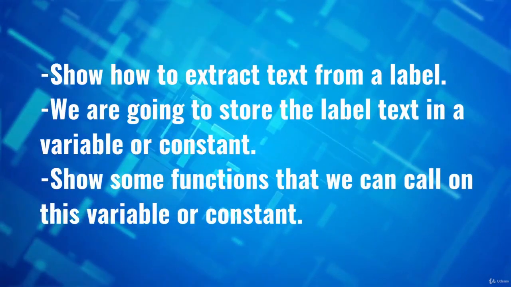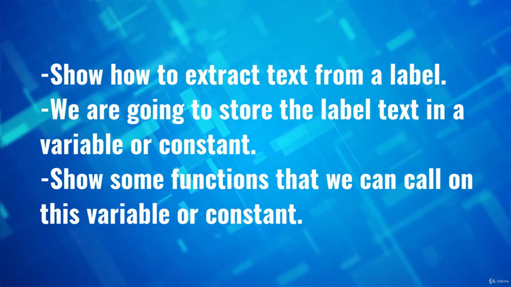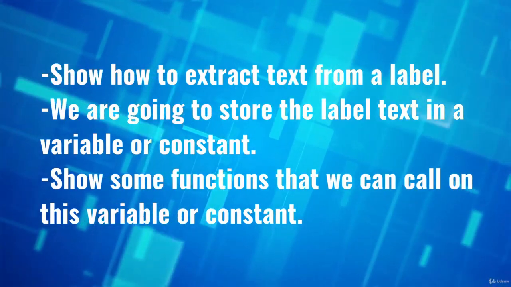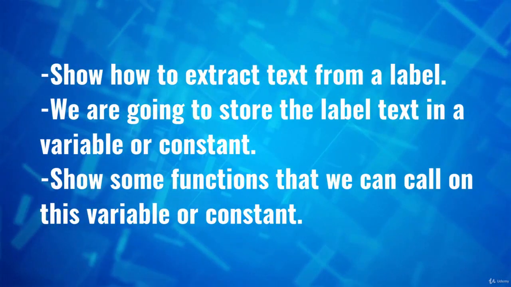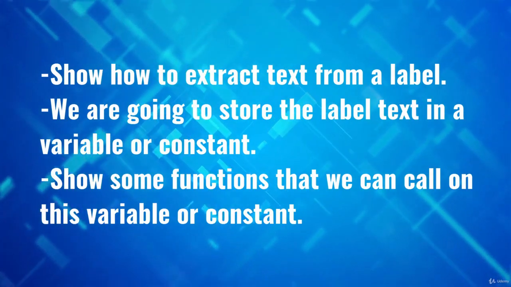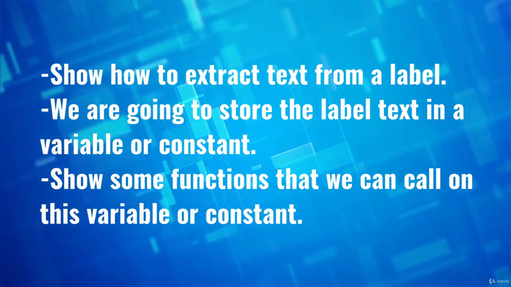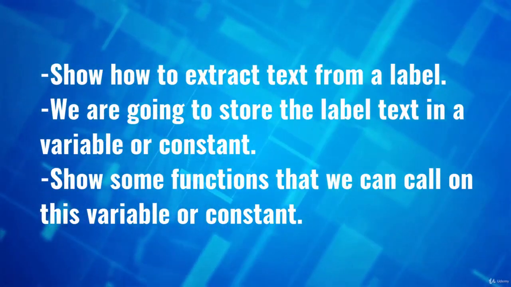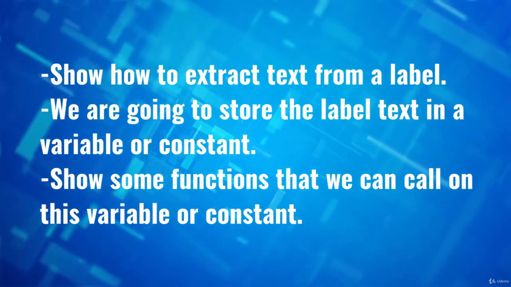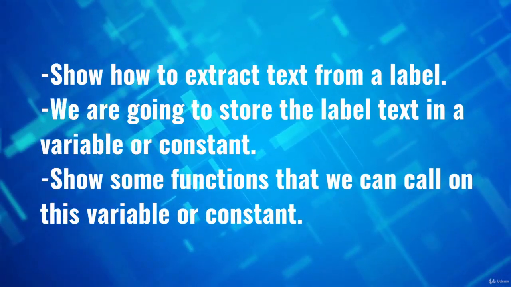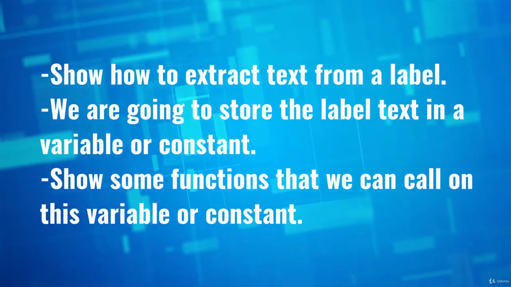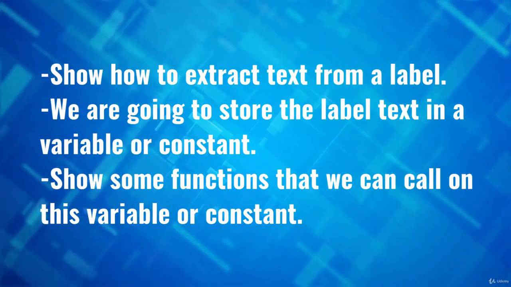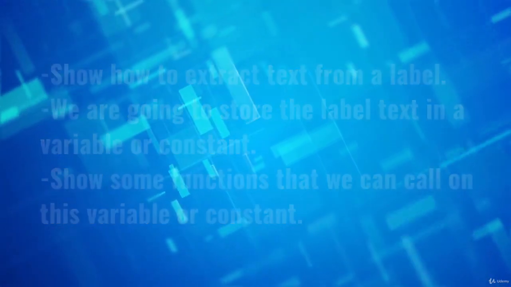Okay, so now we're going to show you how to do the opposite of what we were doing before. We're going to extract text from a label rather than putting it in or modifying it. So we're going to pull the label text and store it in a variable or constant, so that it's not actually going to modify the label text itself, it's just going to take what's already there and store it. We're also going to show some functions that we can call on this variable or constant, and this will be useful more so for text inputs, but also is useful to know for labels.